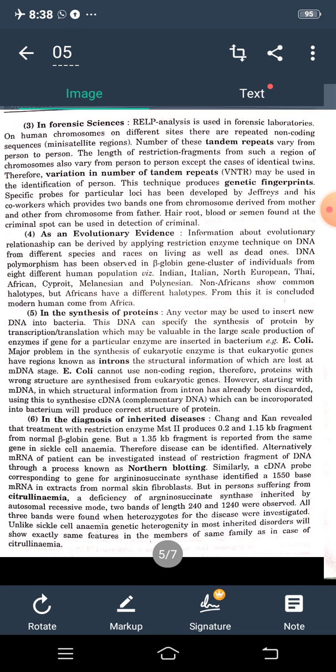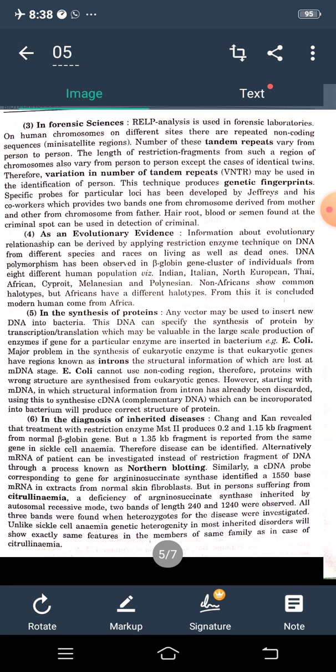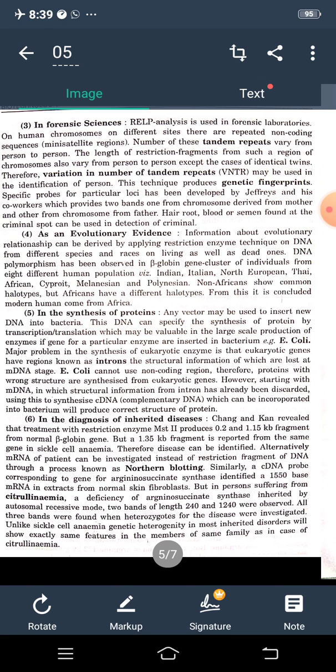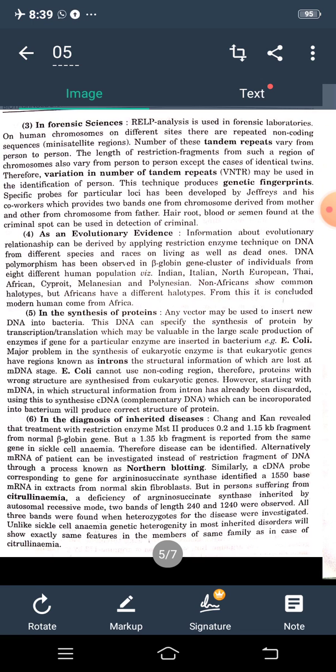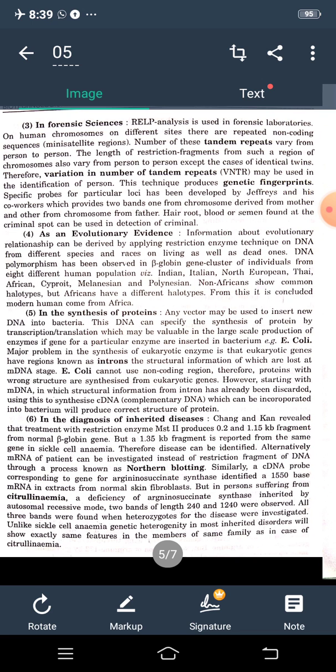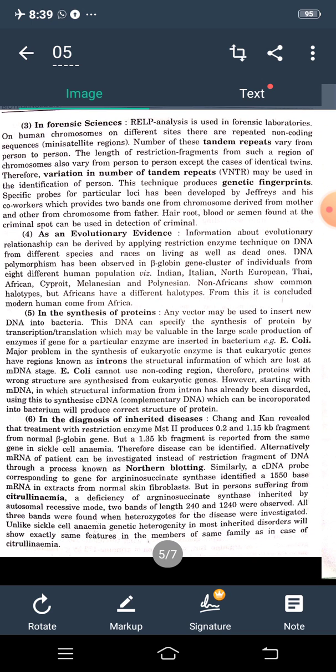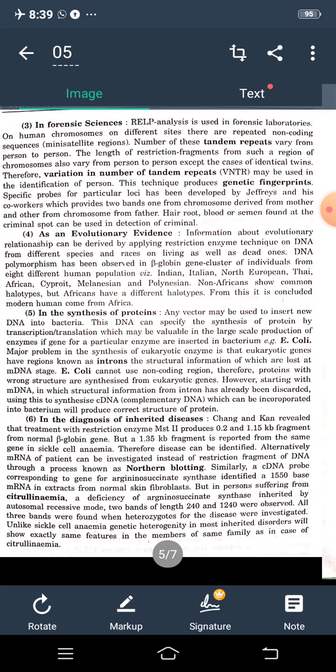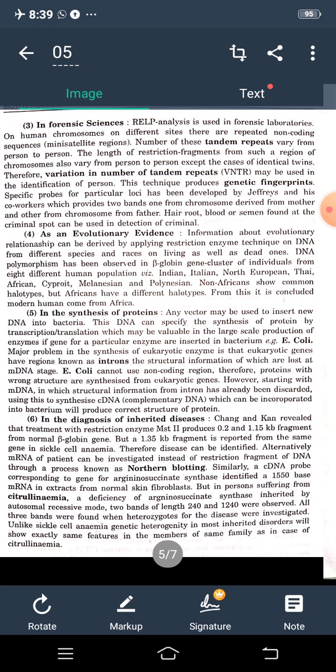As evolutionary evidence, information about evolutionary relationships can be derived by application of the restriction enzyme technique to DNA from different species and races, on living as well as dead ones. DNA polymorphism has been observed in the beta globin gene cluster of individuals from different human populations, namely Indian, Italian, North European, Thai, and African.